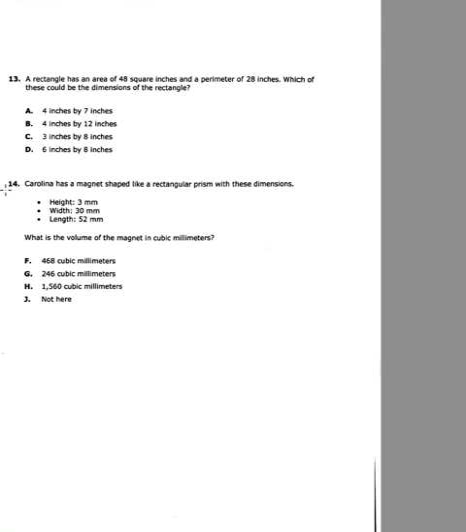Question 14. Carolina has a magnet shaped like a rectangular prism with these dimensions. Height 3 millimeters. Width 30 millimeters. Length 52 millimeters. What is the volume of the magnet in cubic millimeters? F. 468 cubic millimeters. G. 246 cubic millimeters. H. 1,560 cubic millimeters. J. Not here.